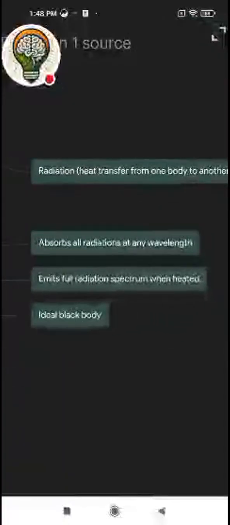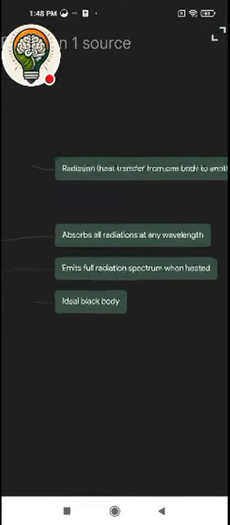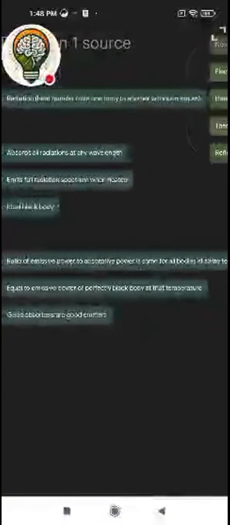Then the black body: it absorbs all radiation at any wavelength and emits the full radiation spectrum when heated, an ideal black body. And Kirchhoff's law: the ratio of emissive power to absorptive power is the same for all bodies at the same temperature, and equal to the emissive power of a perfectly black body at that temperature. Good absorbers are good emitters.